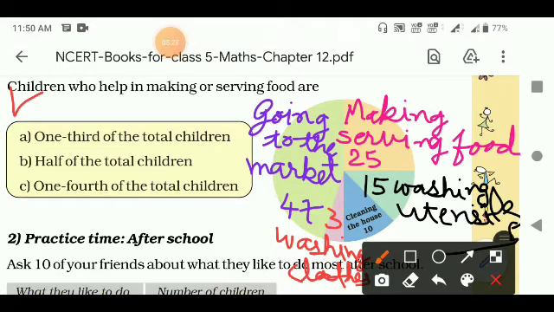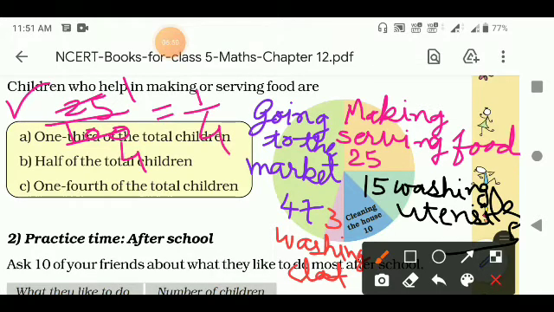Now here is the question: children who help in making or serving food are. Here are 3 options: 1/3 of the total children, or half of the total children, or 1/4 of the total children. So children who help in making or serving food are 25 and the total number of children is 100. So 25 fours are 100, that means 1/4. So option C is correct, 1/4 of the total children help in making or serving food.